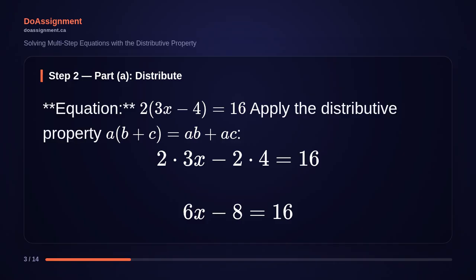Part A, we start with 2 times the quantity 3x minus 4 equals 16. Distributing the 2 gives 2 times 3x, which is 6x, minus 2 times 4, which is 8. So the equation becomes 6x minus 8 equals 16.